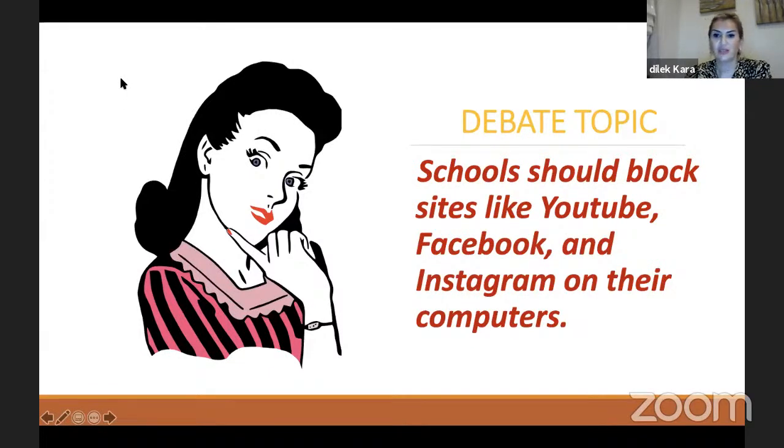So students should use social media for their benefit, of course. But as I mentioned before, the first thing that teachers should do is to teach how to use them effectively. So if we trust these teenagers, if we trust these students, I'm sure that they're going to use the social media to their benefit. Thank you.